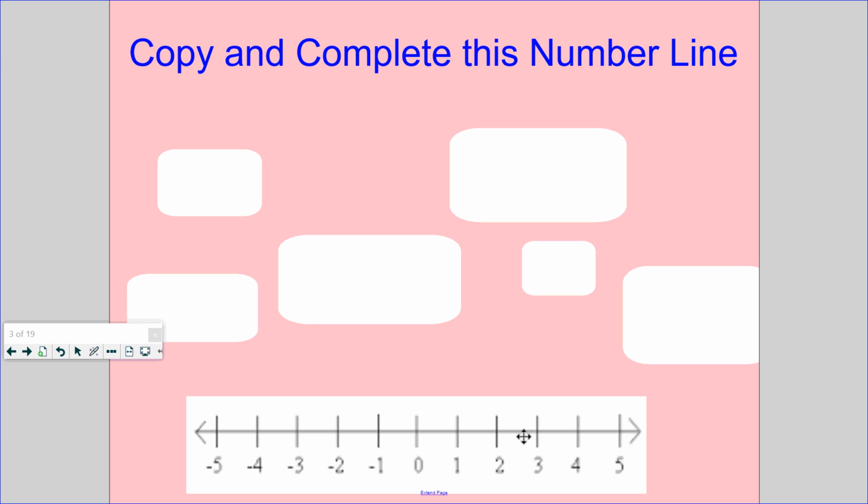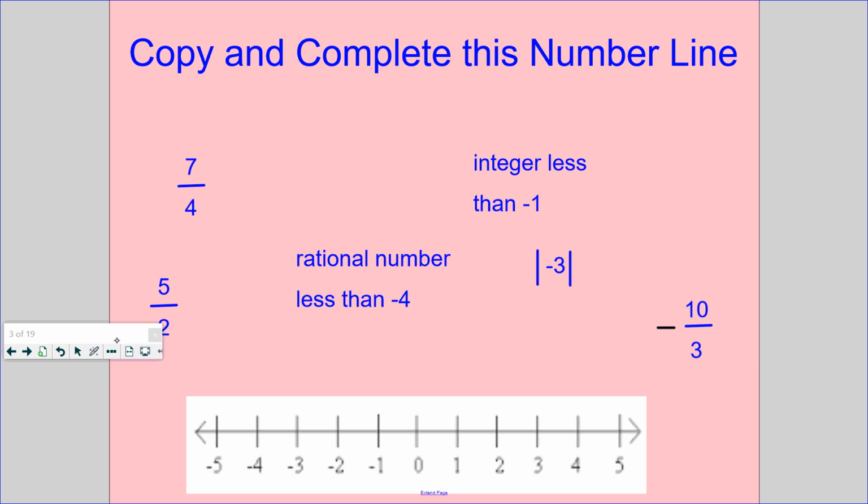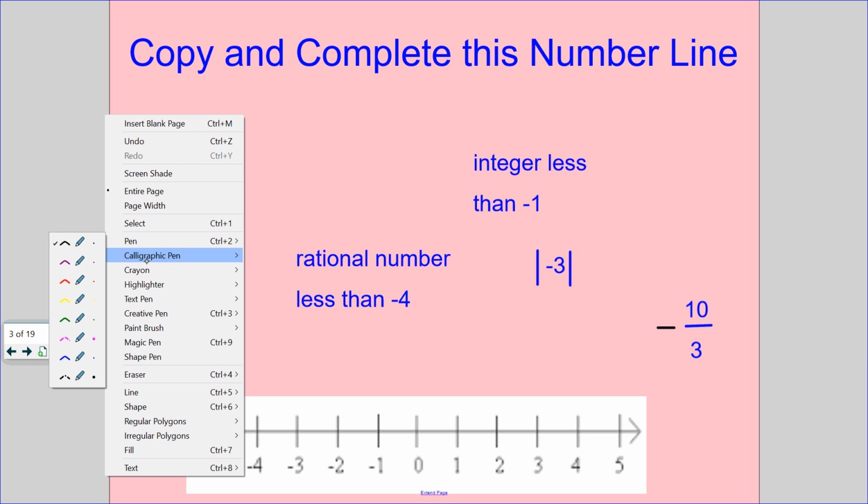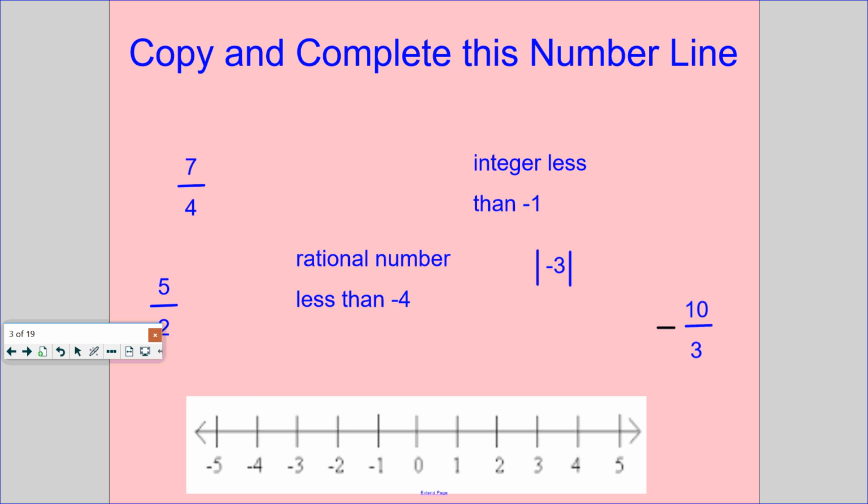So what we're going to do today is try to figure out where these numbers are on the number line. So you know what? I'm going to cover all of them right now. And now I'm going to try to estimate where they are. Let's get my pen out. Calligraphy pen. Where would you find 7/4?